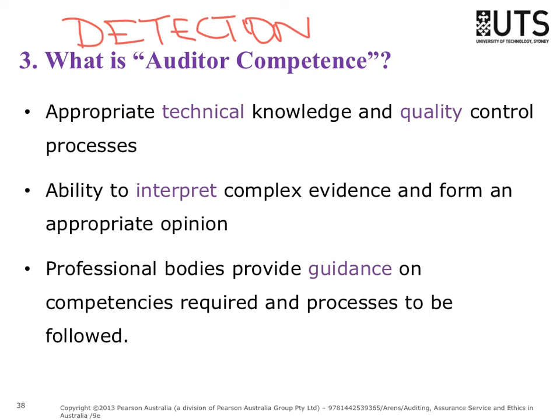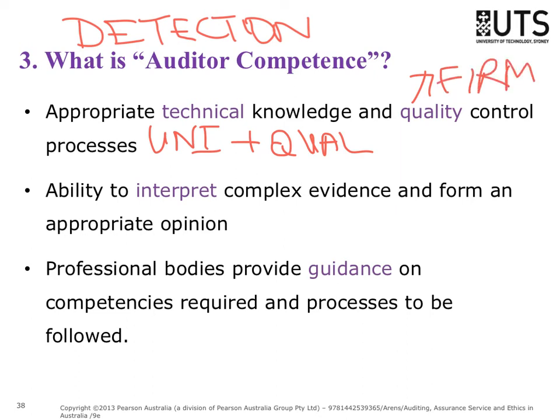So we need two things. Technical knowledge. Technical knowledge comes from going to uni, and it comes from doing your professional qualification after university. And quality control, which happens at the firm level, as well as at your industry, at your professional level. I have to be able to interpret complex evidence, and that is a skill that we have to learn over time, not something that is easily done.